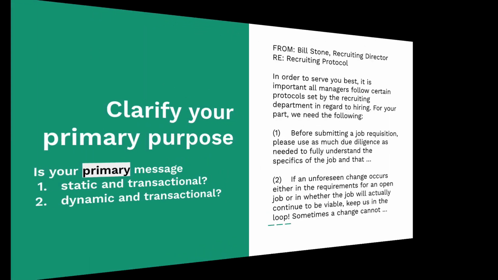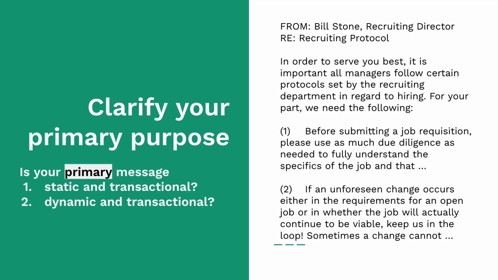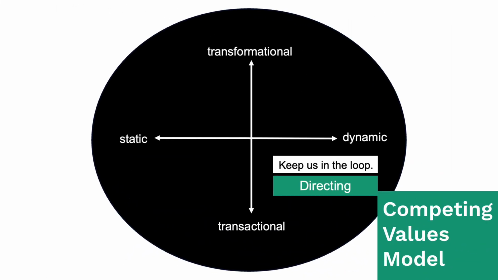Let's try another one. When Bill writes, "If an unforeseen change occurs, keep us in the loop," he's directing his audience. Bill's message is transactional because it focuses mostly on tasks. That makes it similar to informing. But this time it's dynamic because it prompts readers to do something in response.